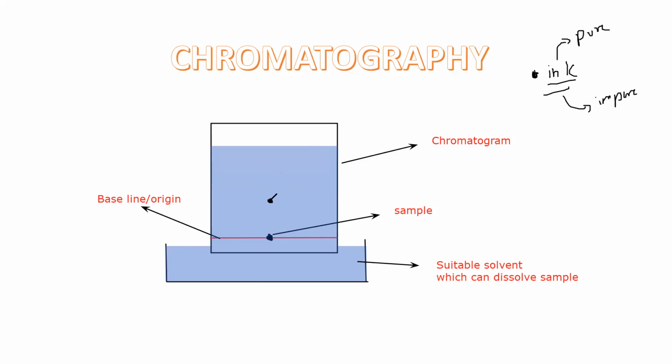As a sample moves to a new position, if we are able to see more spots, or more than one spot, it means it is impure. But if it is only one spot, it means the substance is pure.